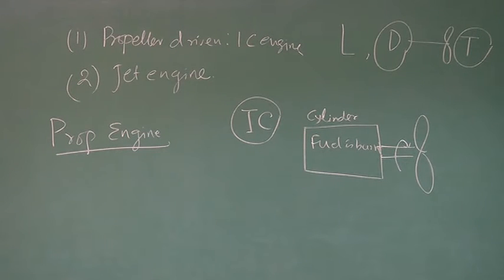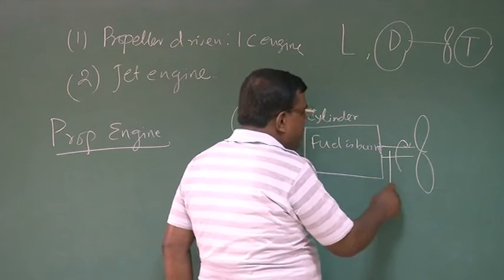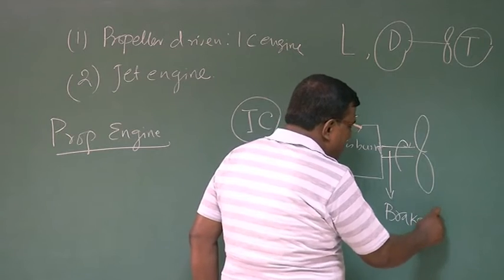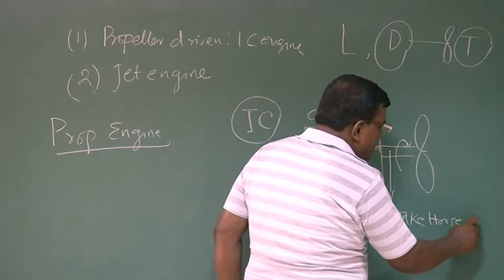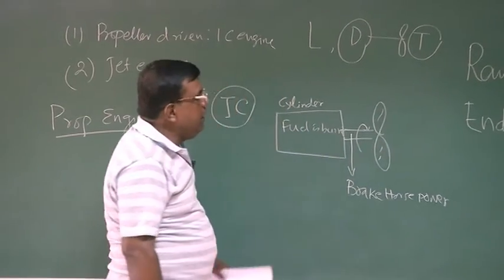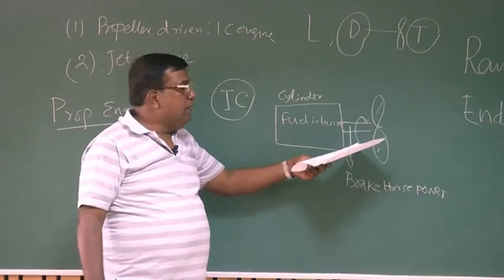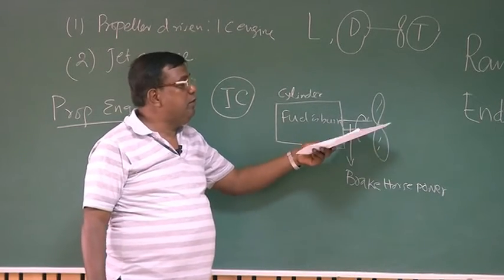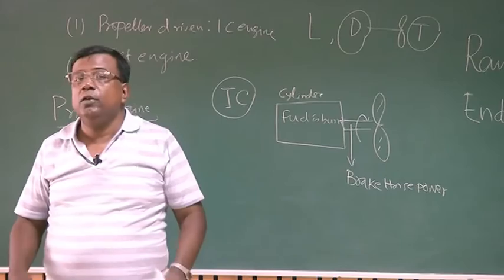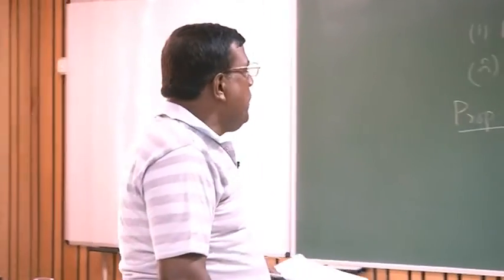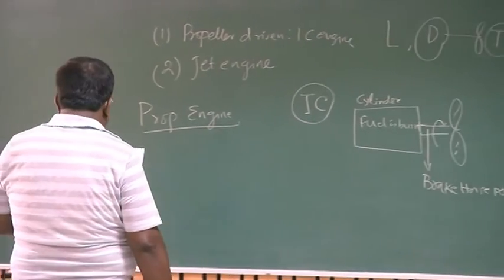So we will say the fuel is burned and power is available at the brake. This is the brake or the shaft, so we call it brake horsepower available. Then we attach a propeller. Depending upon propeller efficiency, around 90 to 95 or 96% of this power is taken out by the propeller, which is used to drive the machine. Right?